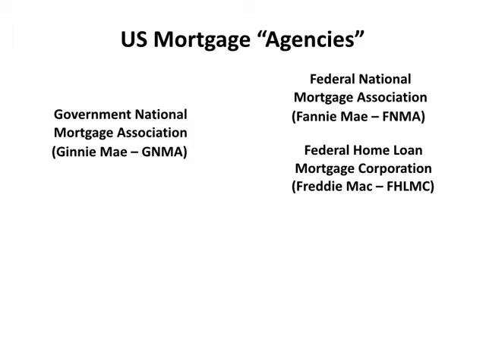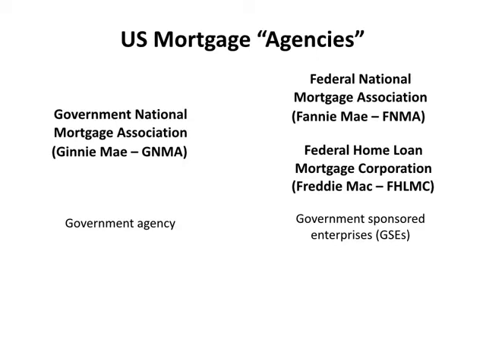Note the quotation marks around the word agencies. That's because, if we're being precise, not all of the so-called agencies are truly agencies of the U.S. government. Technically speaking, only Ginnie Mae is a government agency. Fannie Mae and Freddie Mac are government-sponsored enterprises, which means they are privately owned corporations formed under federal law as opposed to the more common state incorporation.